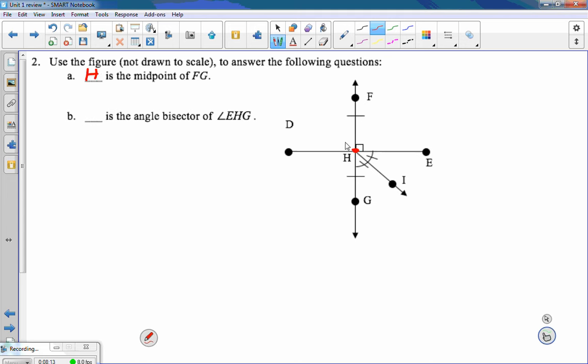Now, blank is an angle bisector. We just talked about bisector. It is the ray that cuts the angle into 2 equal parts. Where would the angle bisector be? All right. Now, you are right. It's this right here. But we can't just say I. We have to use the 2 points. So it's going to be HI. Do you see how I highlighted it so I could see which 2 points I'm talking about?